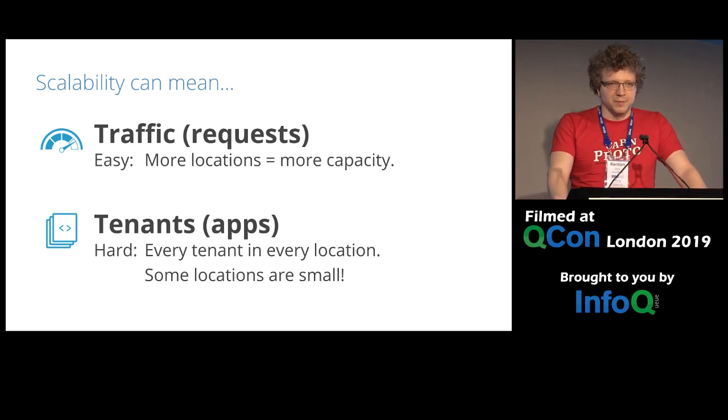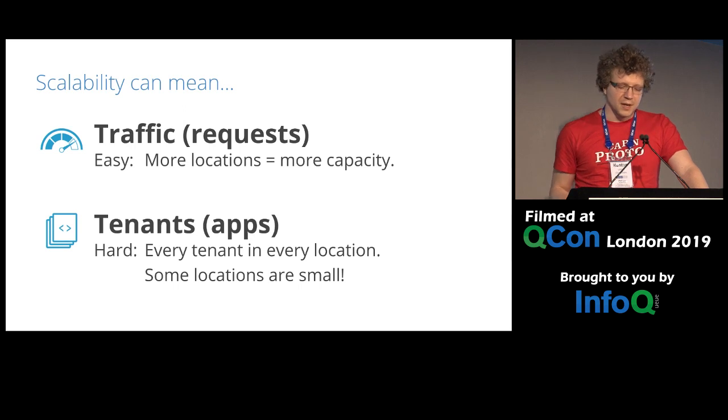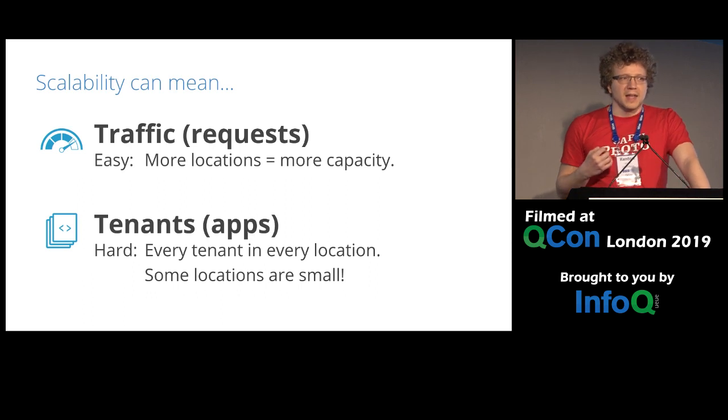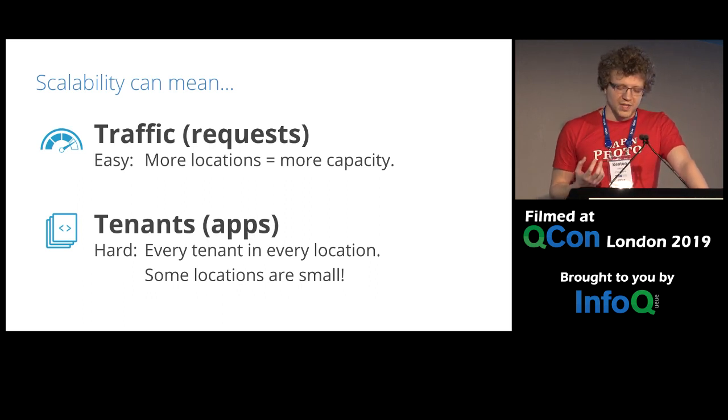But the kind of scalability I'm talking about here is scalability to the number of tenants, the number of applications that we can be hosting at one time. And the challenge with this is that, again, we don't want people to choose one or two or five locations where their software runs. We want it to run everywhere. We want everyone's code running in every one of our locations. And some of our locations are not that big. Some have lots and lots of computers, but others have maybe a dozen machines. And so how do you fit, you know, we have 10 million customers on a dozen machines.